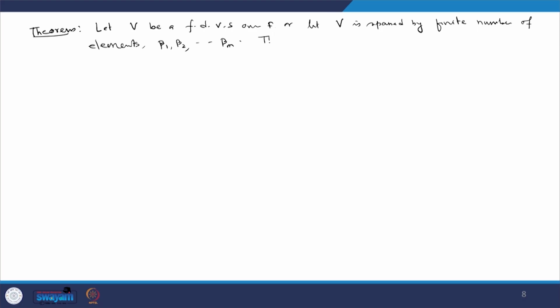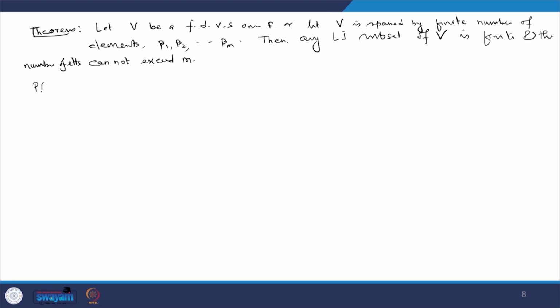Then any linearly independent subset of V is finite, and the number of elements cannot exceed m. So this is one nice result, it looks very obvious, but its proof is required. So let me give a very quick proof of this one.